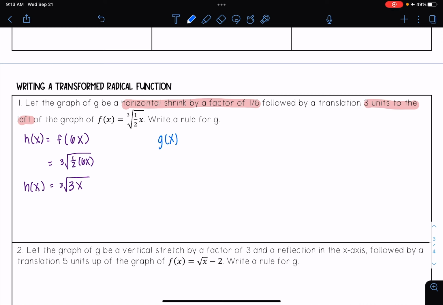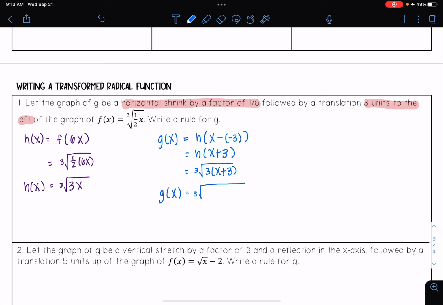Okay, and then it says it's followed by a translation 3 units to the left. Since it's going 3 units to the left, that's going to be h of x minus negative 3, in other words, h of x plus 3. So that means I'm replacing x in h with x plus 3. So this is going to become the cubed root of 3 times x plus 3. And when I distribute that 3, I get that g of x is equal to the cubed root of 3x plus 9.